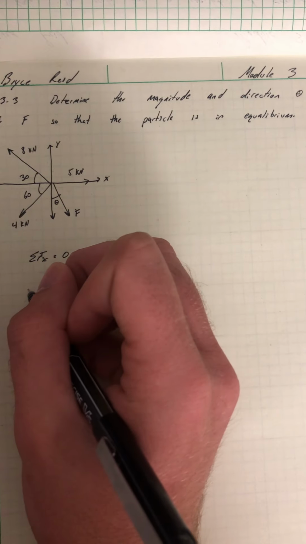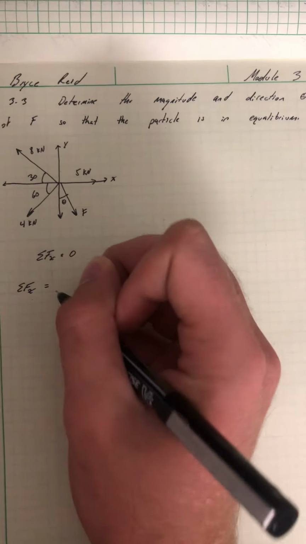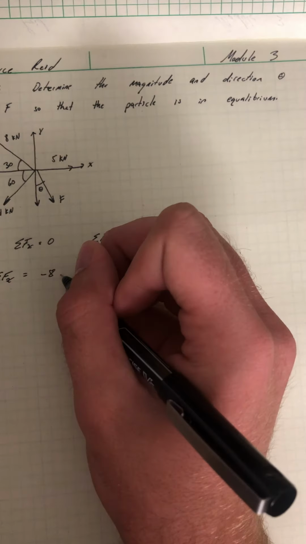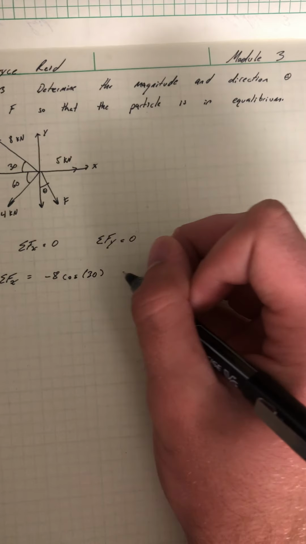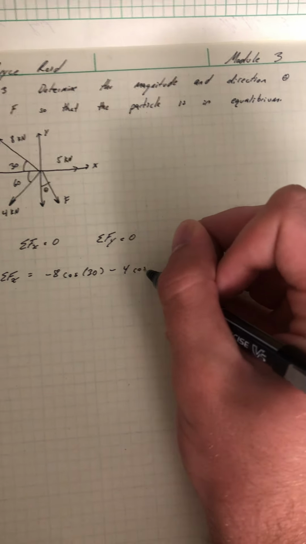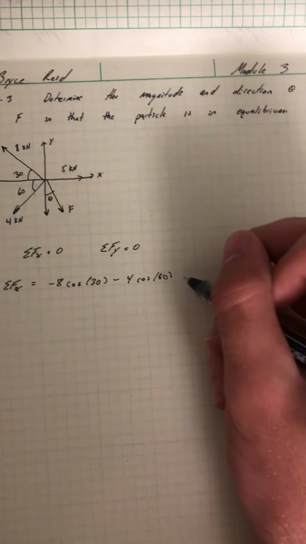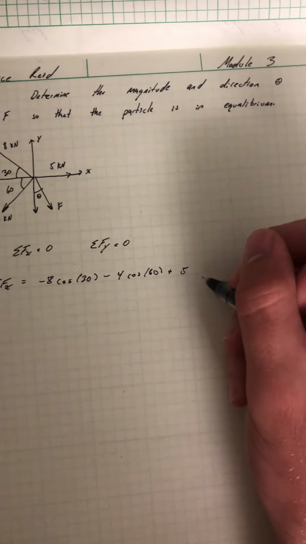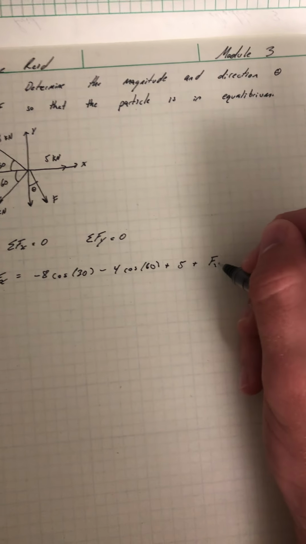So starting with F of X, it equals negative 8, starting with this force up here, cosine of 30, minus, starting with this one right here, 4 cosine of 60, plus 5 of this force, just in the X direction, plus the force that we do not know in the X direction.